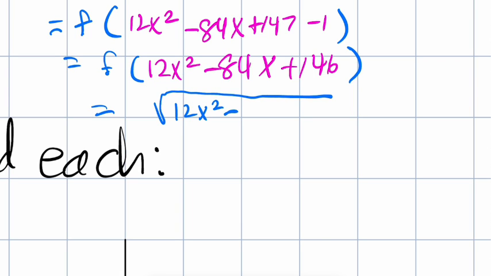12x squared minus 84x. Now it would be plus 146 minus 2, right? Because it has that minus 2 there. So it would be plus 144. Now you can't take the square root of that unless it was a perfect square. It is not a perfect square. There's no perfect square I can remove. Well, they're all divisible by 4, so I could if I really wanted to.